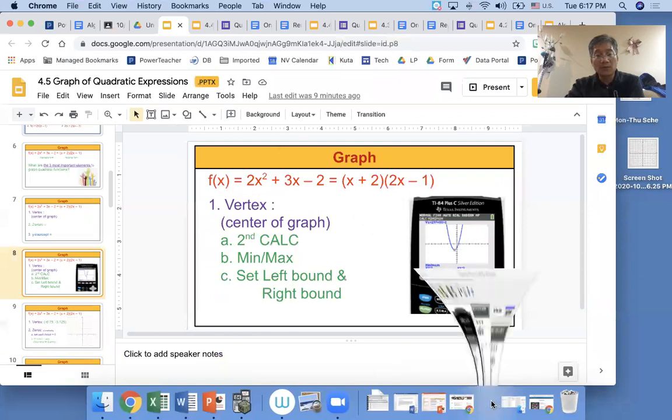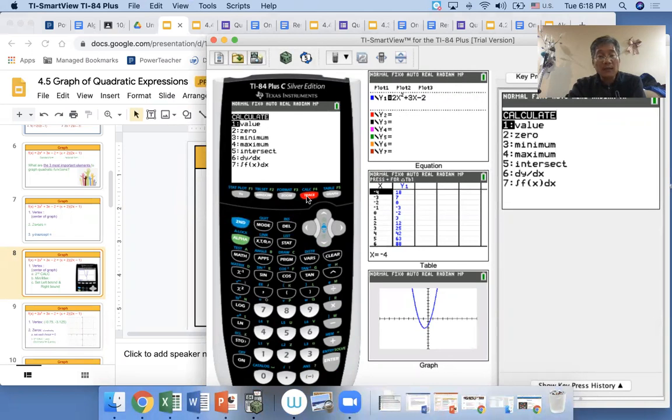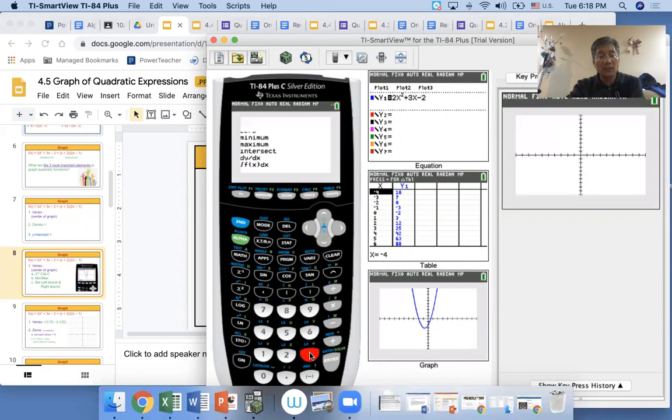So I'm going to the calculator and put in 2x squared plus 3x minus 2. I put the function here, right? And then what do you do? Go to second, trace, that's the calculation menu, right? Then we find the minimum. This is a vertex, a minimum. So number 3 is the minimum. You can go down or you can click the 3.